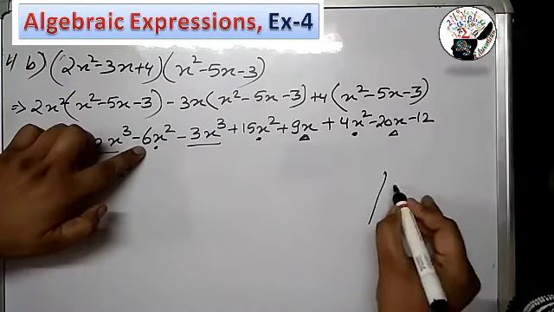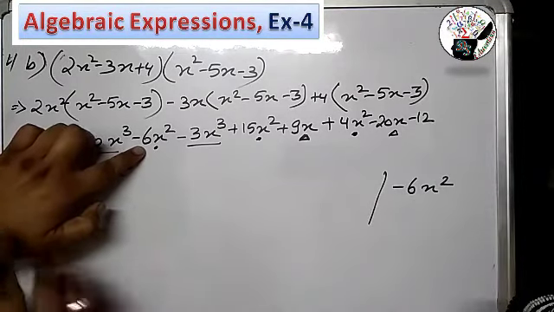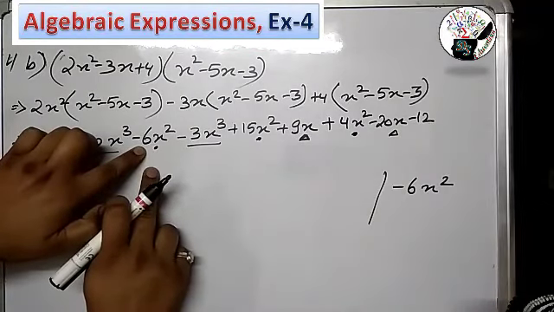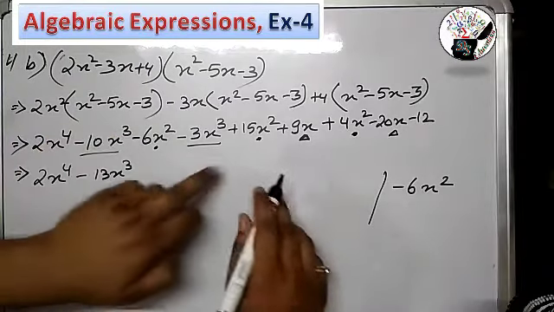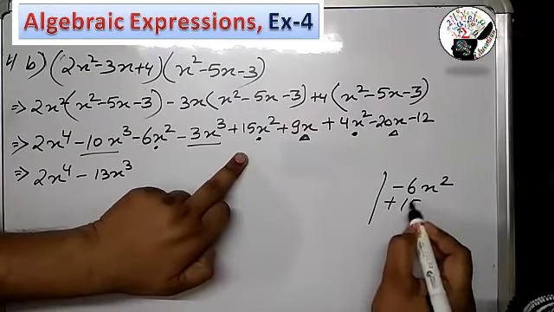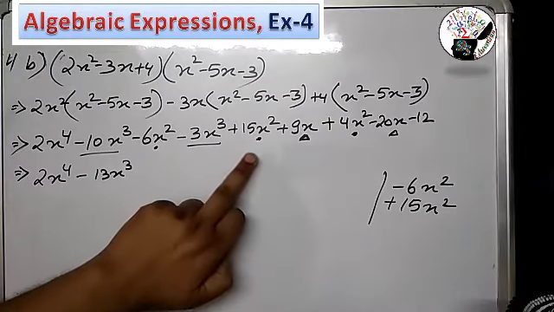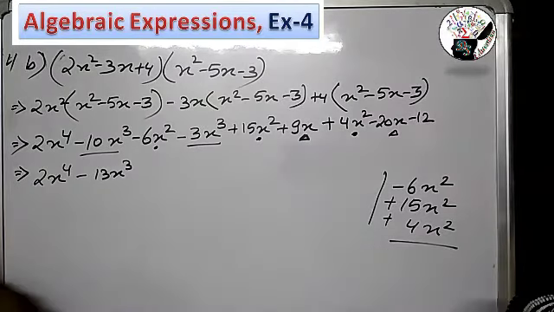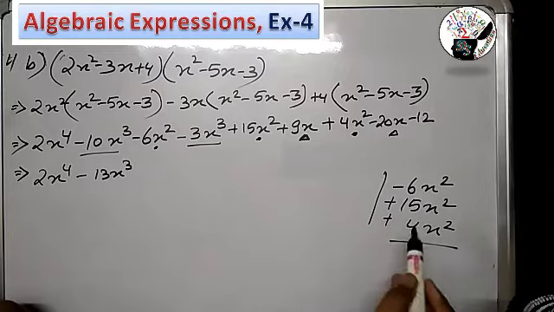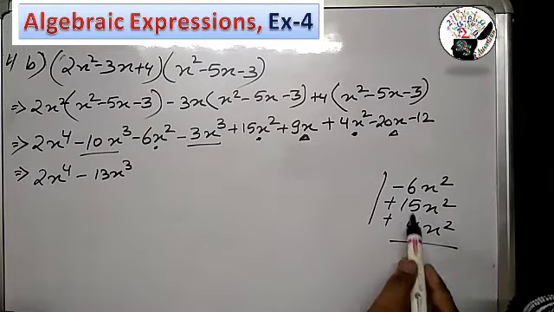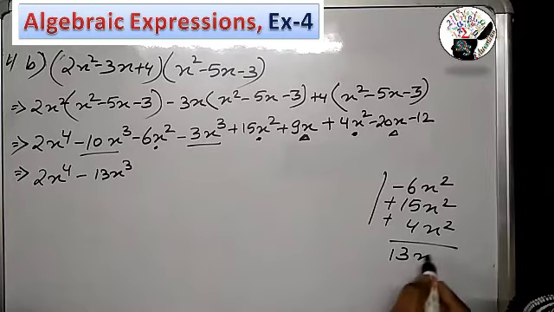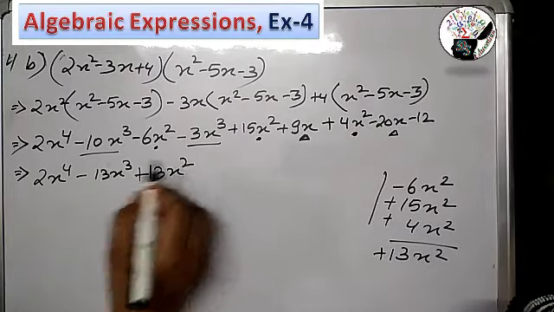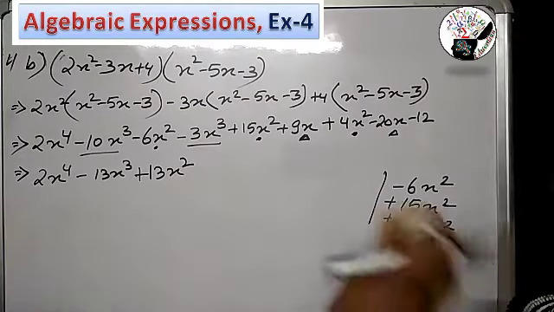So again I will do the same thing, minus 6x square. Why am I doing it? So that you should not make any mistake. You also can do the same way. Minus 6x square, then plus 15x square, and then plus 4x square. Okay, children? So these two are plus and this is minus. So 15 plus 4 is 19, and 19 minus 6 is 13x square, and that is also positive. So I will write plus 13x square. Got the point? Again, I am rubbing this from here.